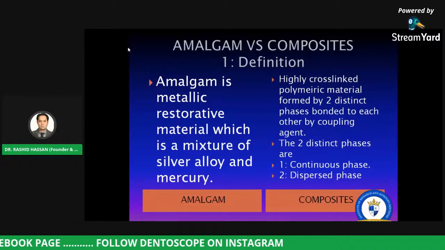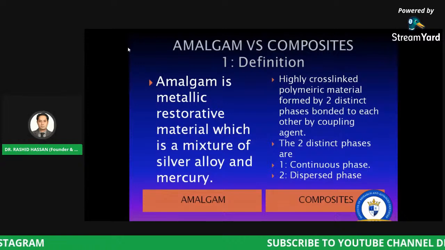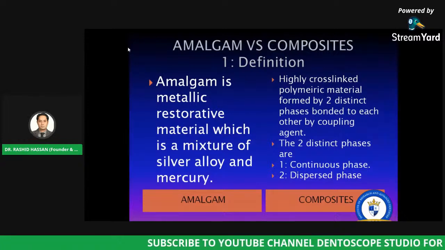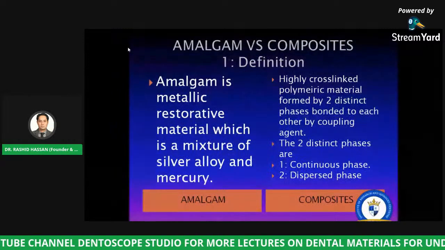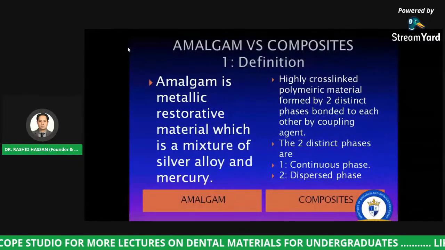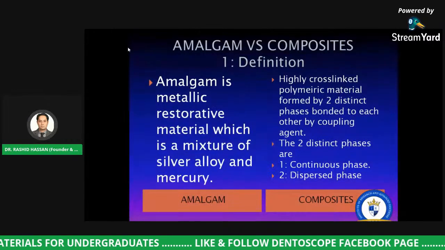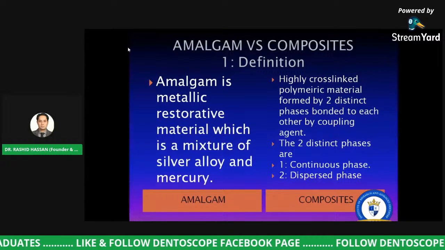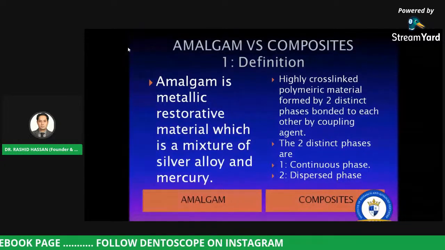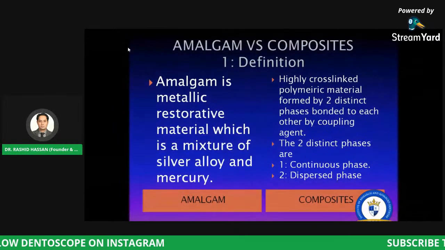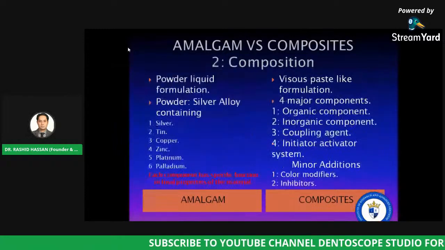Now, coming to the next thing, the two distinct phases. Well, the two distinct phases in dental composite are the continuous phase and the dispersed phase. As I told you, dental composite is a combination of organic component and inorganic component. The organic component, the polymer matrix, forms the continuous phase, while the inorganic component, which is the filler particles, forms the dispersed phase. So it is a combination of the dispersed and the continuous phase, and obviously there is a coupling agent which is used to combine these two phases.